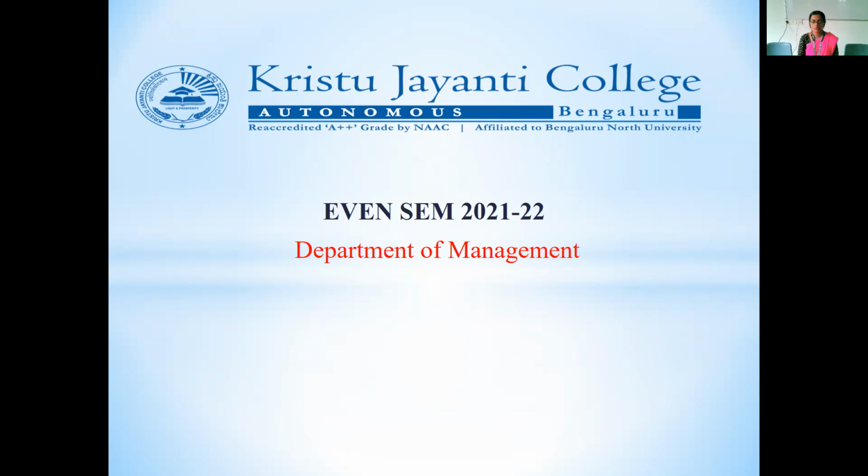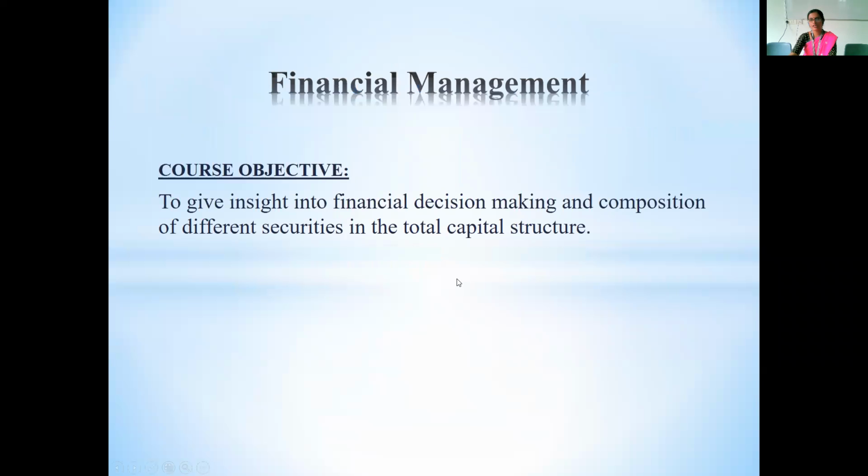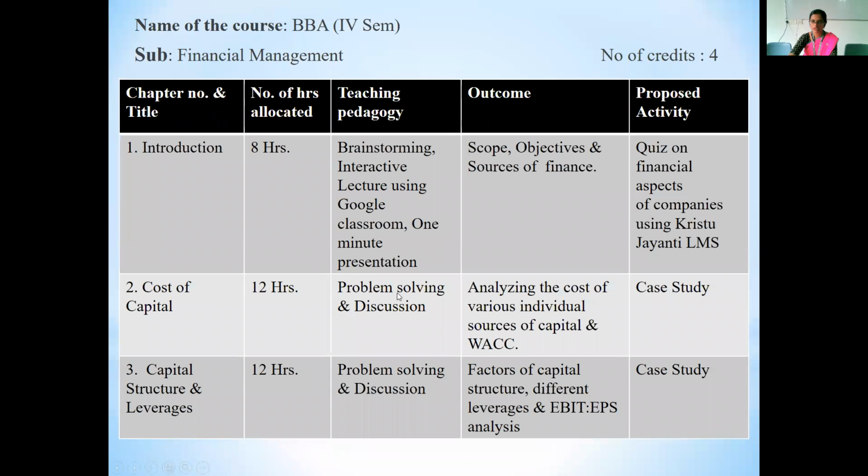Today, in this video, we are going to look into the basic outline of the course called Financial Management, which is an even semester course that is allocated for the fourth semester BBA students. The major objective of the course, Financial Management, is to give you an insight into financial decision making processes and also give you a composition of different securities that form the total capital structure of a particular organization. So, with this objective, there are 5 different units that have been framed for the course.